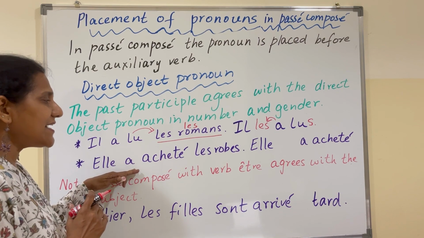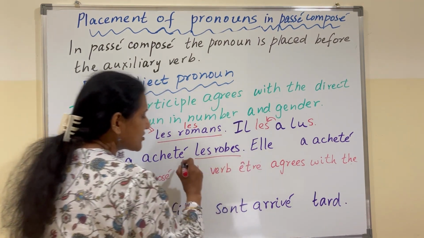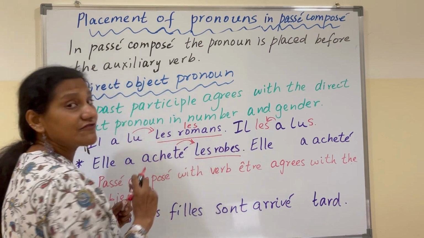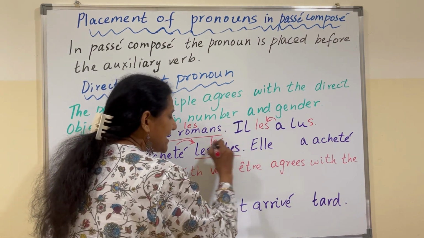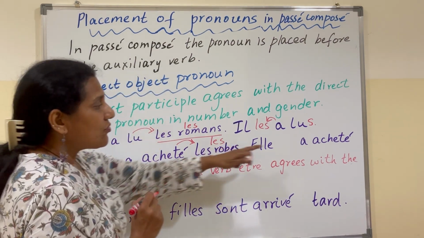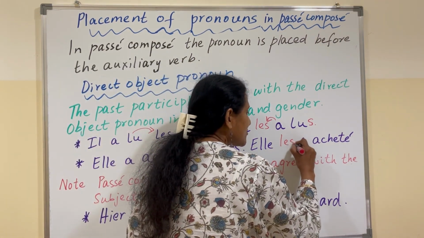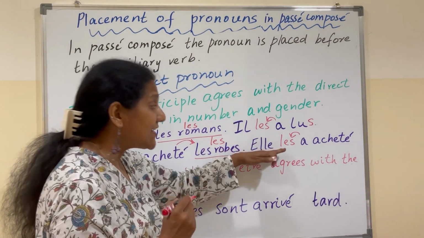Elle a acheté les robes. Now, we can see here, this is also a direct object because the object is immediately after the verb. Les robes will be replaced by les. Now, where am I supposed to place it? I'm supposed to place it before the auxiliary. So I write les before the auxiliary verb, but you have to be very careful.